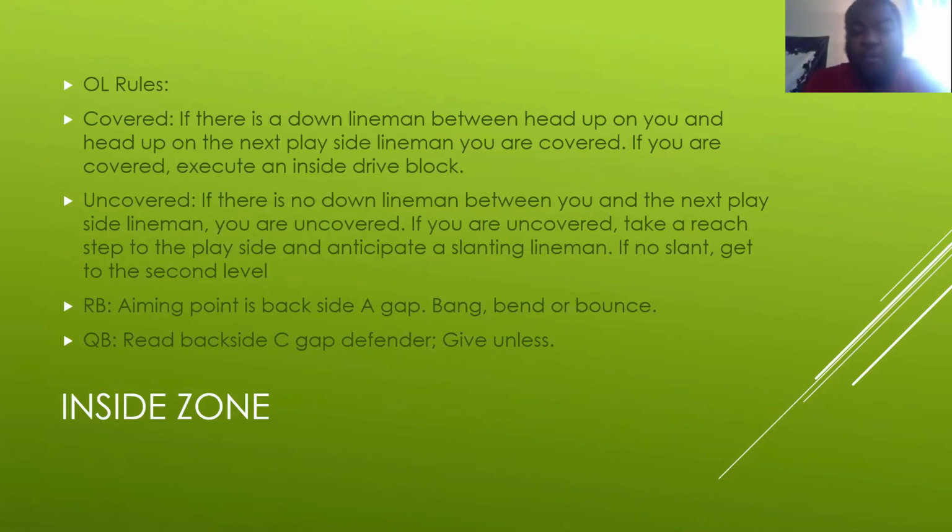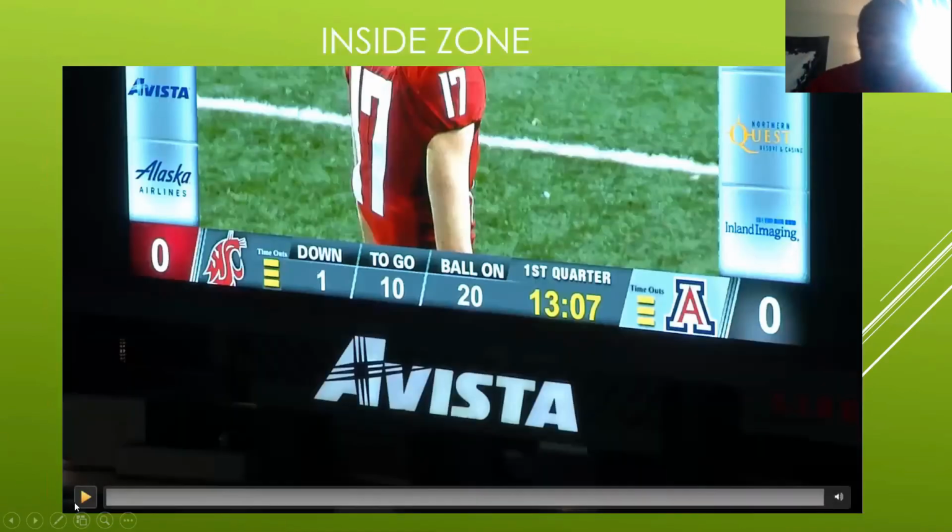Okay, if you're uncovered, that means there's no down lineman between head up on you and head up on the next lineman next to you. We'll take a reach step to the play side, and we'll anticipate a slanting lineman. If there's no slant within your first 2 to 3 steps, then we want to get to the second level. So those are our rules for inside zone. Very simple, very easy to teach.